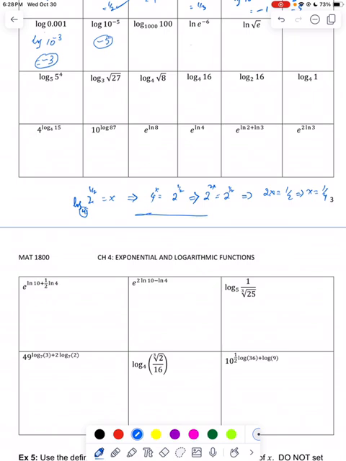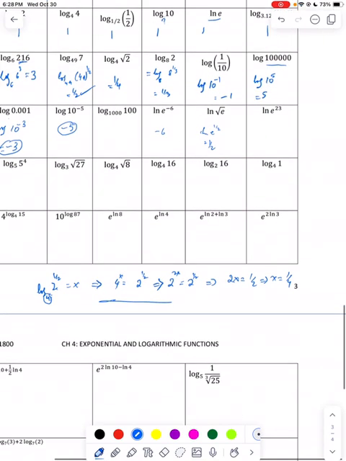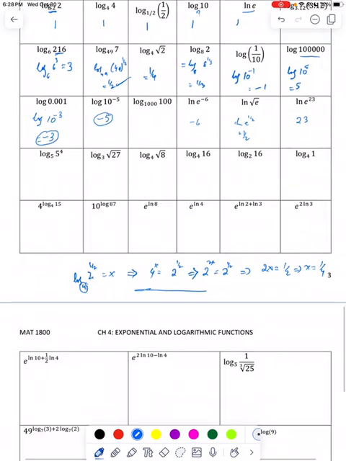This will be direct because this is ln of e to the 1/2. So the answer will be 1/2. And the next one is direct, ln of e to the 23. So the answer is 23. So what will be the answer here? 4.